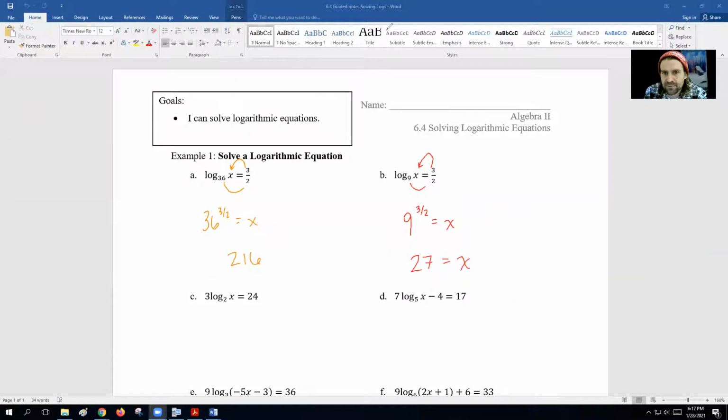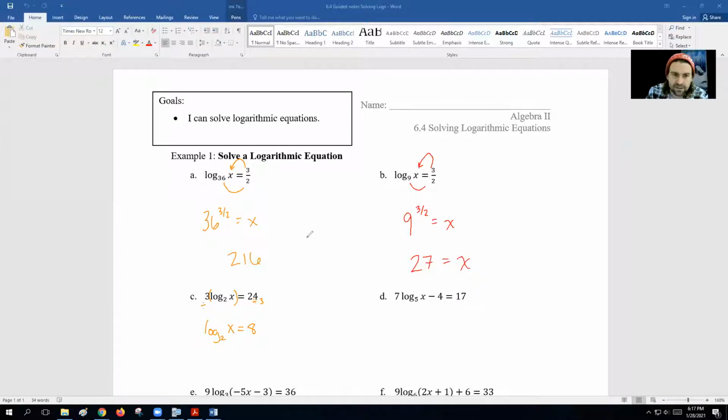Now what happens when we have numbers more than just the log? Like we have 3 times log base 2 of x equals 24. Well, what we've got to do here is imagine there's a parentheses. We need to isolate that log. So we're going to divide by 3 first. So we get log base 2 of x equals, 24 divided by 3 is 8.